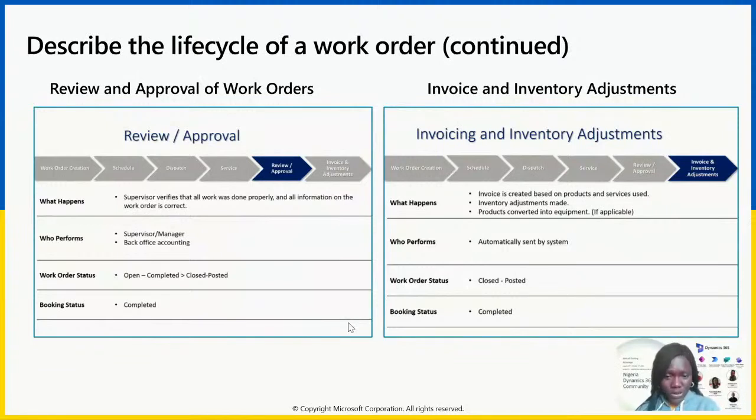And then the work order status goes from open completed, then it goes to closed posted and the booking status is completed. And the final stage, which is the stage of invoicing and inventory adjustments, is automatically sent by the system. So what happens? Invoice is created based on the product or services used. Inventory adjustment is made. Products converted into equipment if applicable. And then your work order status is closed, posted, and you have a booking status of completed. So that takes us end to end on the life cycle of a work order.